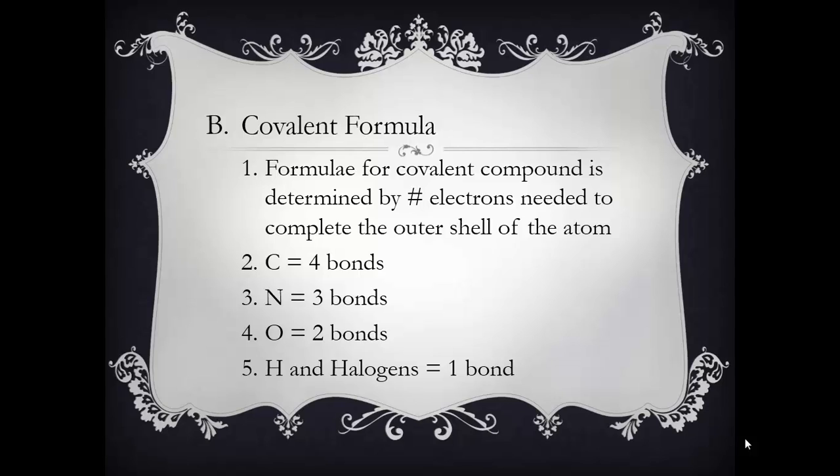Okay, covalent formula. So covalent depends on the number of electrons needed to complete the outer shell. So from the carbon group, which is the basic first negative charge ion, going to the halogens, it goes down in number of bonds, so it's 4, 3, 2, and 1. And that's the reason why they're on the periodic table, because it's based on their bonding as well.